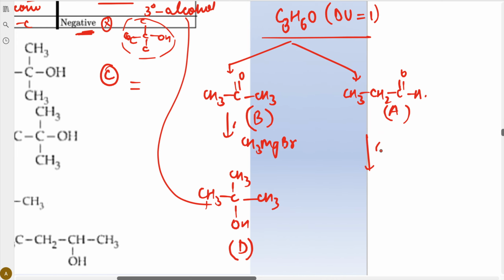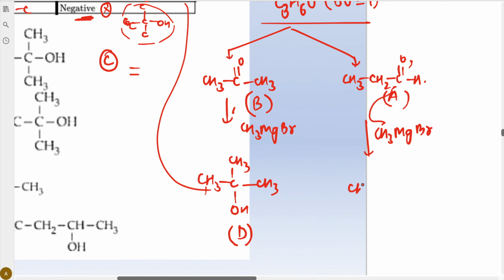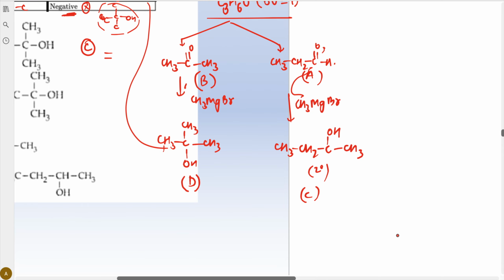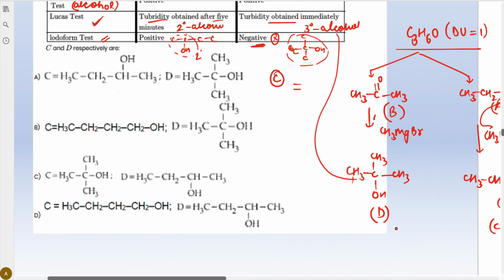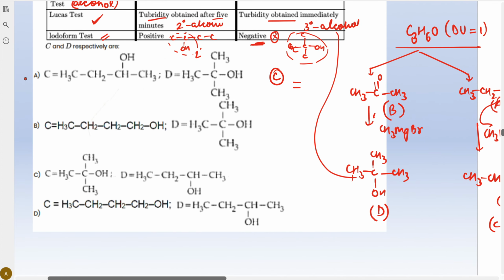And if I do Grignard here, CH3MgBr, this one will attack and OH will form. So CH3, CH2, CHOH and CH3. Now this is a 2-degree alcohol and this is C. So C and D you came to know, A and B you also know. So the answer according to this should be option A. C is a 2-degree alcohol and D is a 3-degree alcohol. Next, check the option.